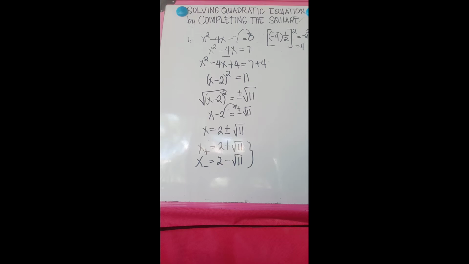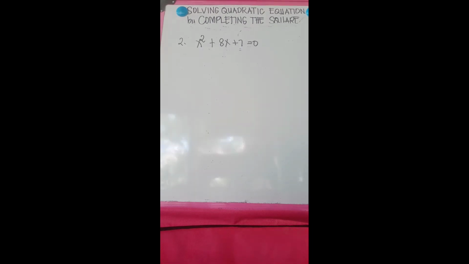Okay? So, again, itong equation na to cannot be solved by factoring. So, na-solve natin using completing the square. Okay. So, let us have another example. Okay. So, let's move sa ating second example. We have x squared plus 8x plus 7 equal to 0.